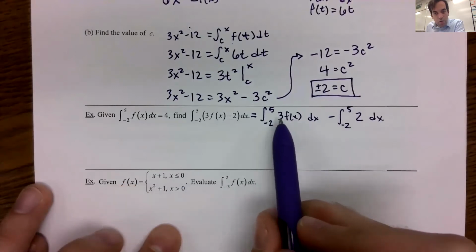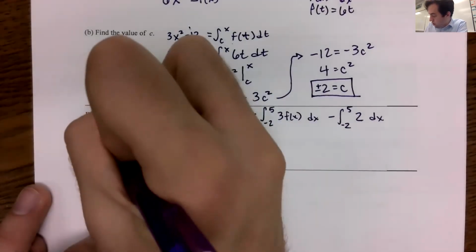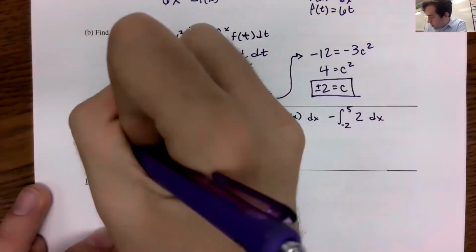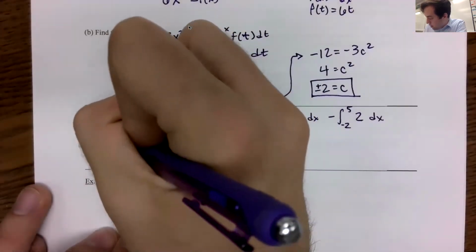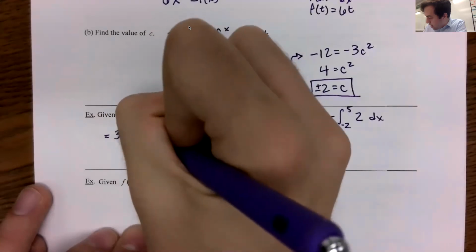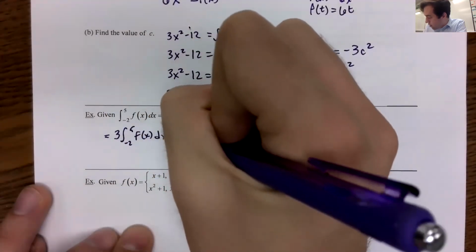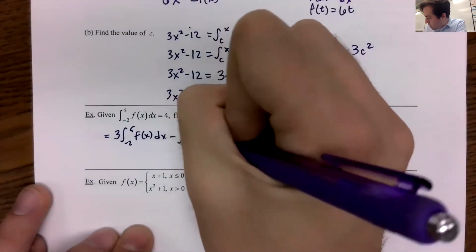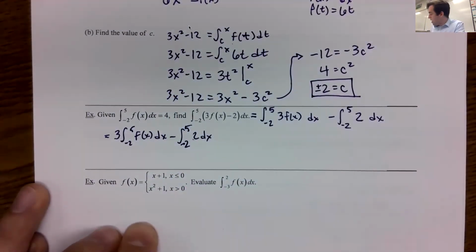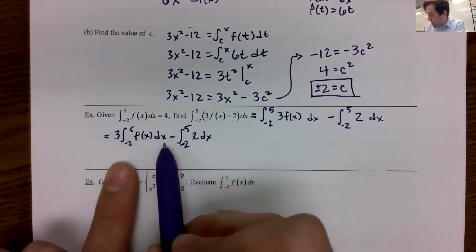I can also pull a constant multiplied by a function out in front of the integral. So I'm going to do that in the next step. So I'm going to have 3 times the integral from -2 to 5 of f of x dx minus the integral from negative 2 to 5 of 2 dx. Okay? And now I know that the integral from negative 2 to 5 of f of x dx is 4.